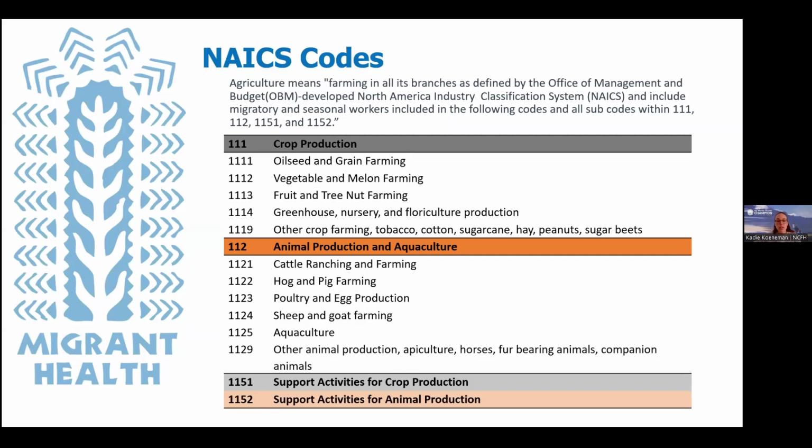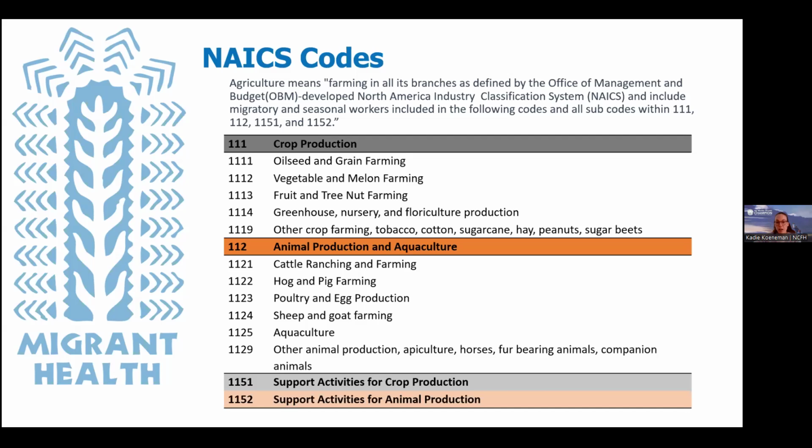And the codes that are included in the definition of agriculture are 2 codes and 2 subcodes. So the 2 codes are 111 crop production and 112 animal production and aquaculture. And our 2 subcodes are 1151 support activities for crop production and 1152 support activities for animal production.